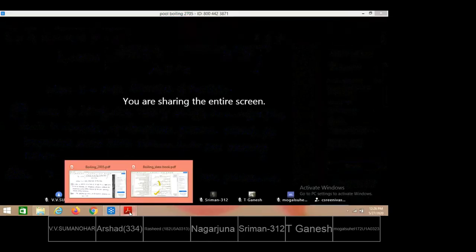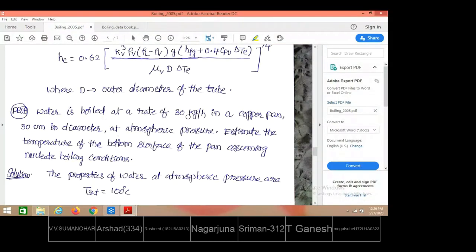Water is boiled at a rate of 30 kg per hour. Mass flow rate means that at every 1 hour duration, 30 kg of water is converting to vapor. That is the meaning.